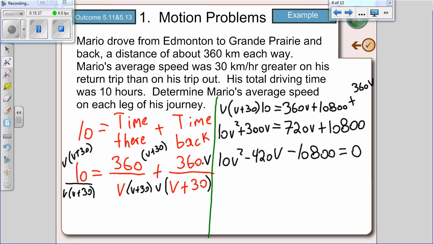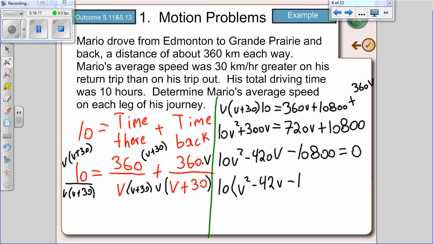Okay. Is everyone good to this one? Yeah. Now you have to factor that. You could factor it. You could quadratic formula it. You could graph it and find the x-intercepts. All three would get you the same answer. I'm going to factor it because I can demonstrate factoring it. You're going to factor a 10 out, like Julie said. So 10 comes on the outside, I'm left with b squared minus 42b minus 1080.